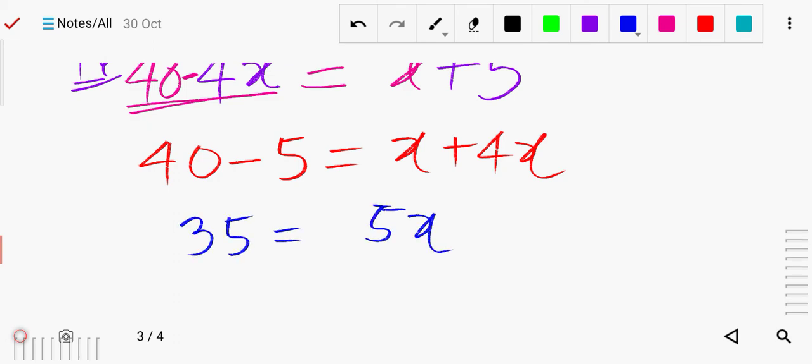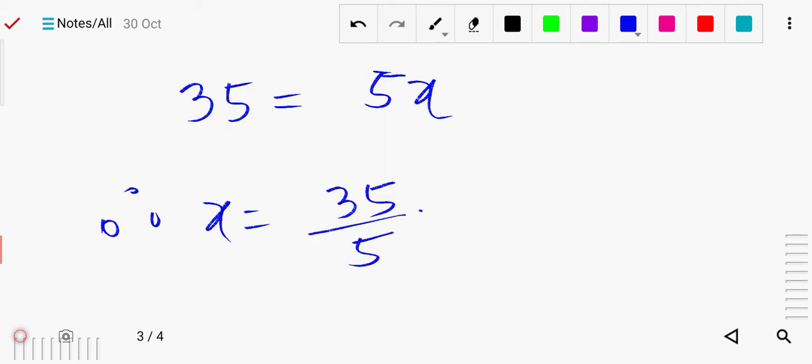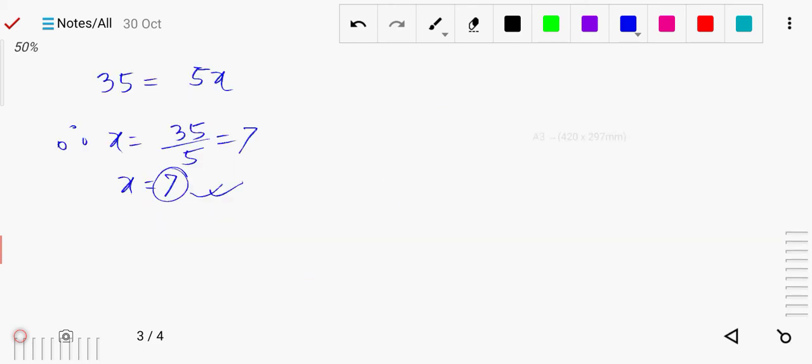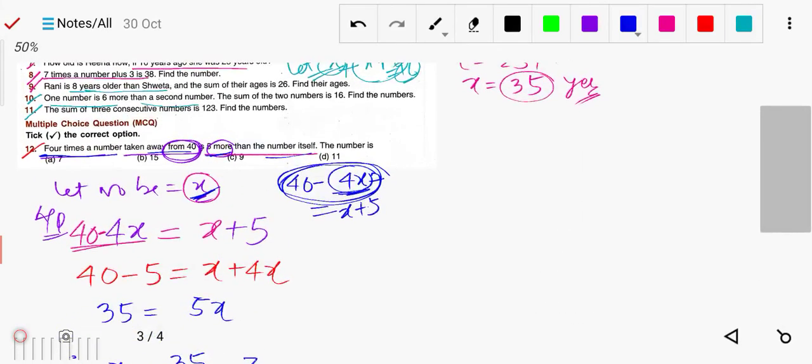Now we can find the value of x. So x equals 35 and the 5 will come here, so divide. So 7. What is the value of x? 7. So the number was 7. Its answer will be 7. Understood? You can check it. In this way you have to solve.